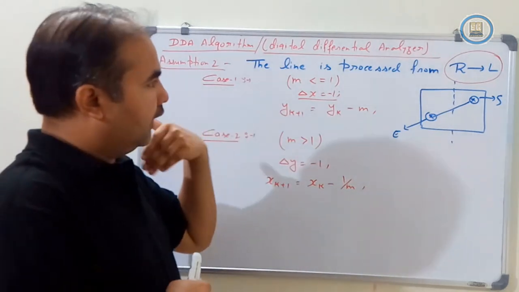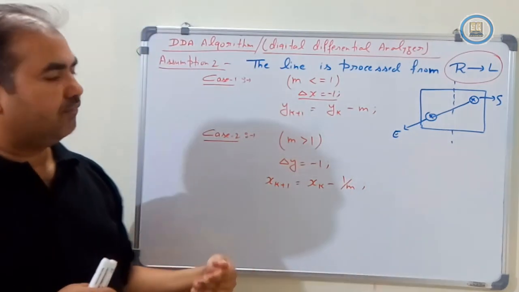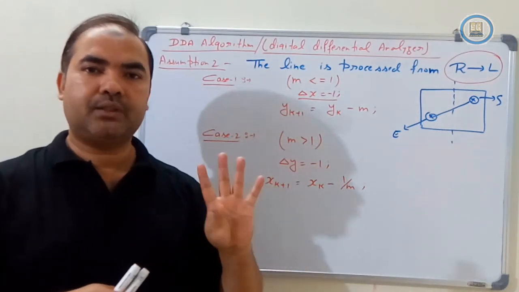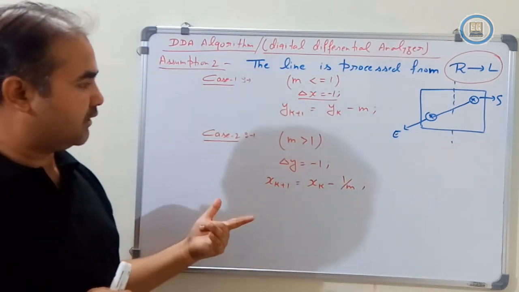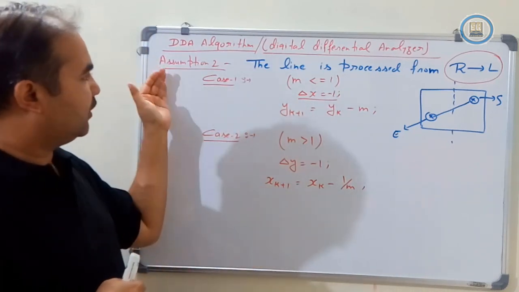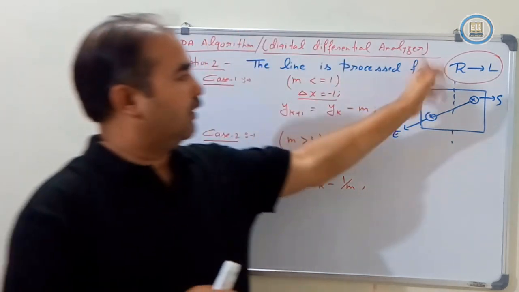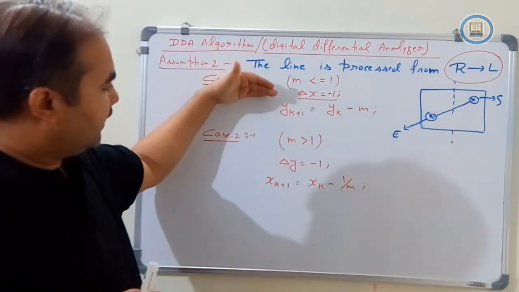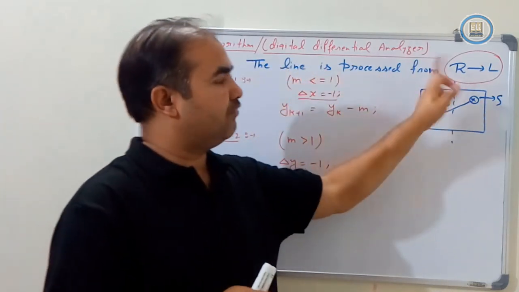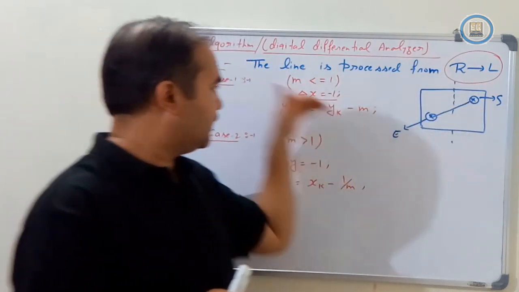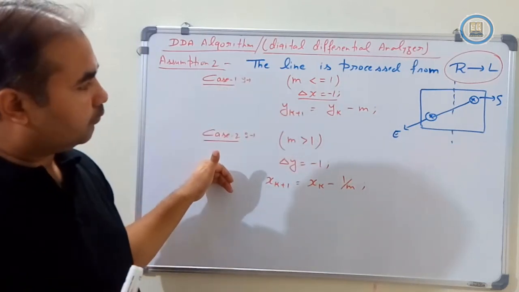So in the DDA algorithm, or simple DDA, we have 4 methods by which we can compute the point, or calculate the pixel value. The first method, assumption 1, is when the line is processed from left to right, and then we have case 1 and case 2. The second assumption is when the line is processed from right to left. In this case we will follow these two methods.